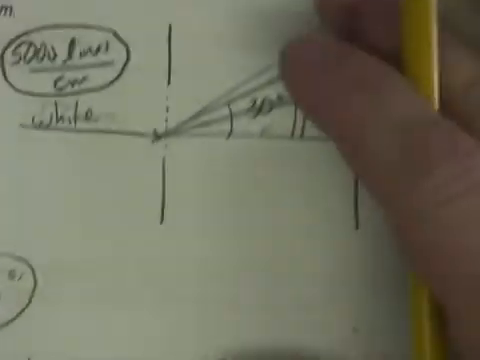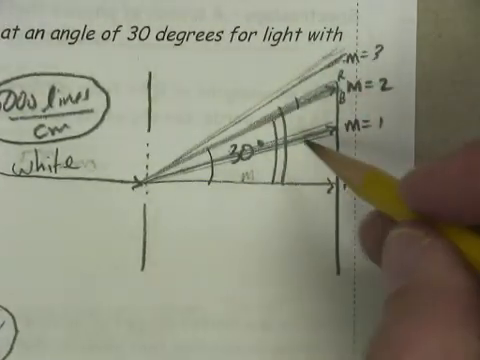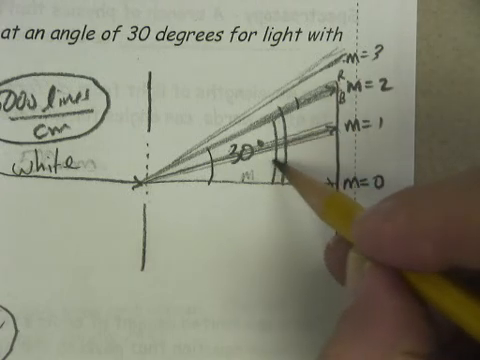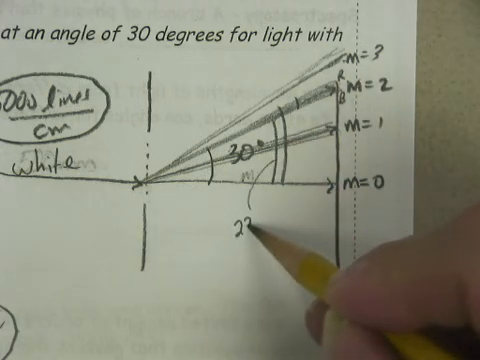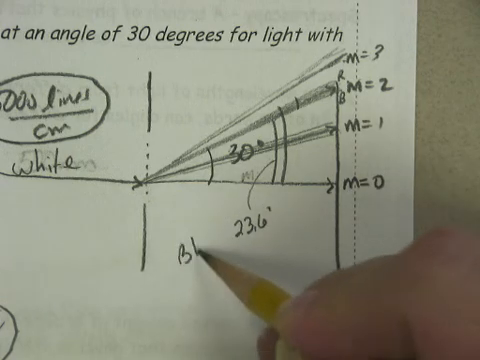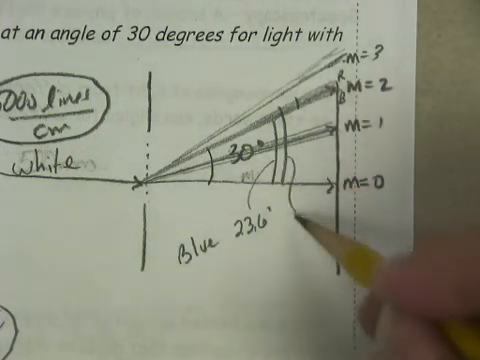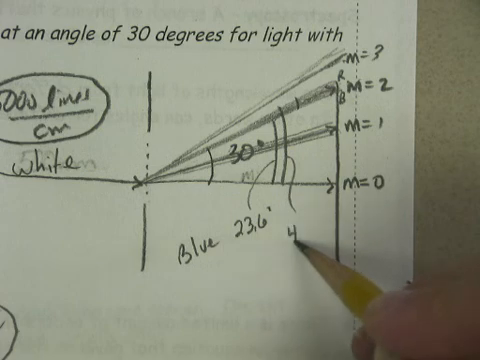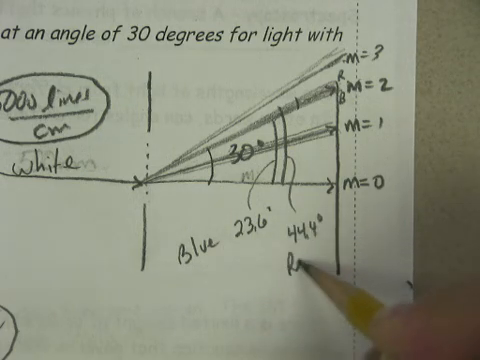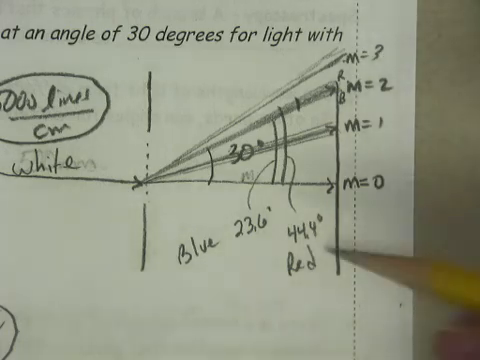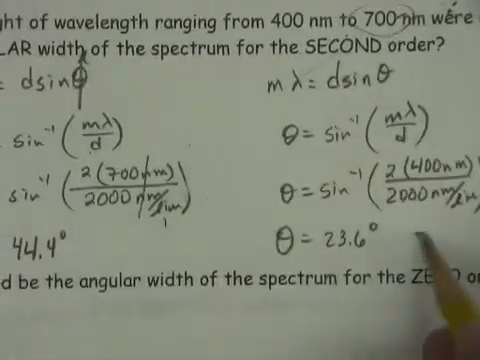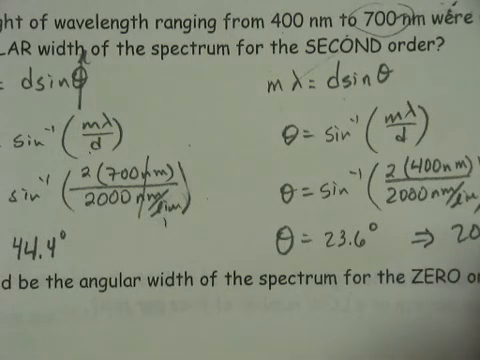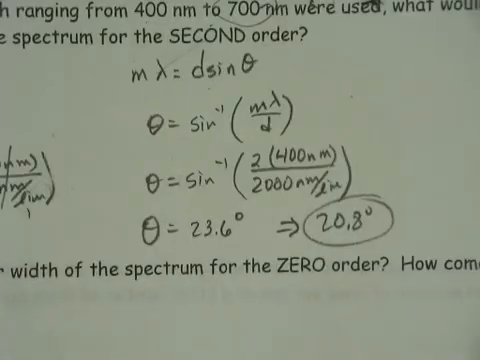So if I go back up to my diagram, this smaller angle here is going to be 23.6. This is for the blue side of it. And this longer one is going to be for the red, and that'll be 44.4 degrees. And we want this part right here. And so we're just going to subtract those. And when we subtract them, we get 20.8 degrees. And that's how far that rainbow is spread out when it passes through those diffraction gratings.